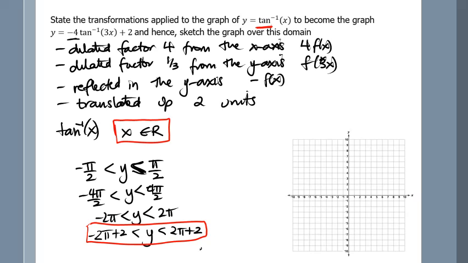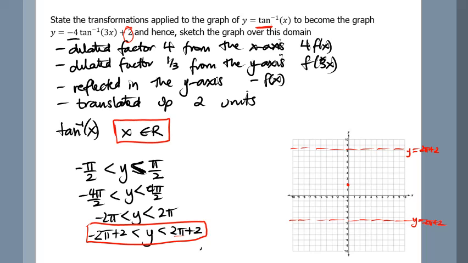Okay, negative 2 pi is negative 6.28. If I add 2 to that, I'm going to get negative 4.28. So let's say this is our bottom asymptote. It's very hard to draw asymptotes on this. So y equals negative 2 pi plus 2. My center, we know, because the graph's been translated up 2, we know that our center is at 2, so it's got to go through 2. 2 pi plus 2 is 6.28 plus 2, which is 8.28. So that's our asymptote up here. Okay, so y equals 2 pi plus 2.